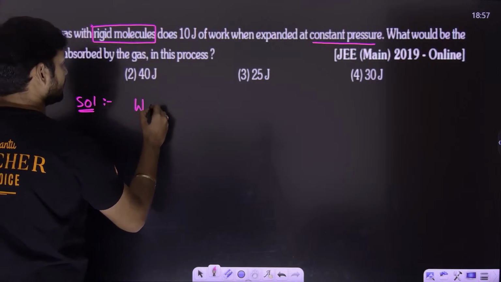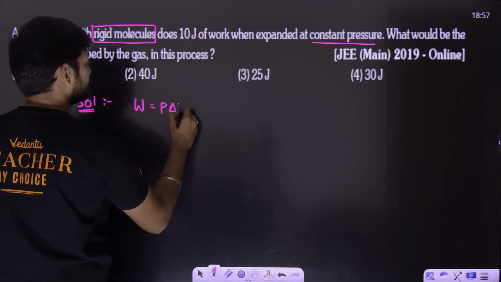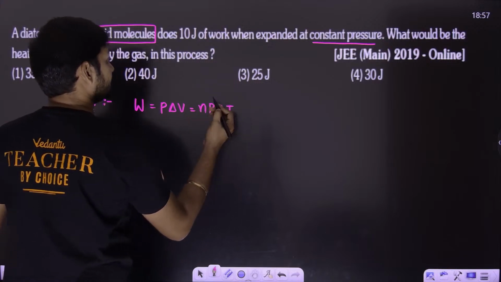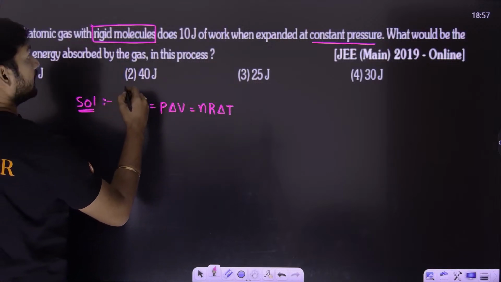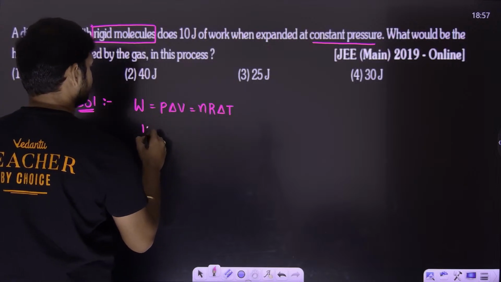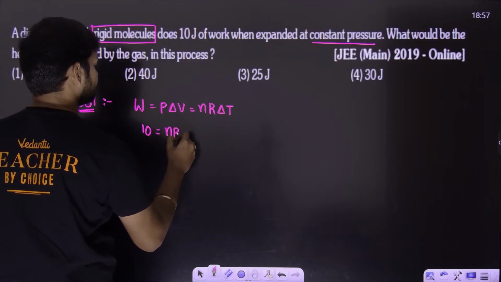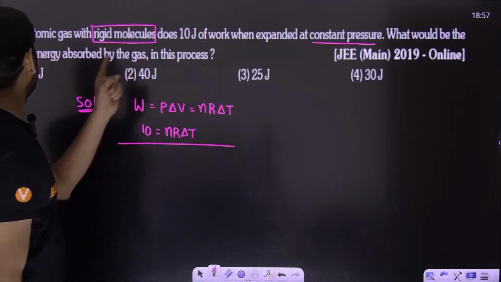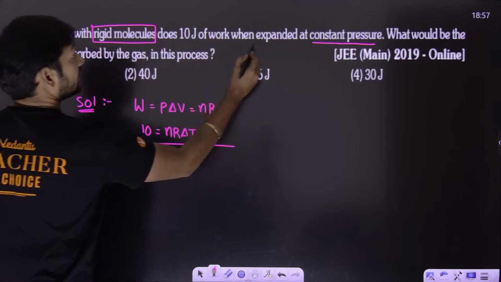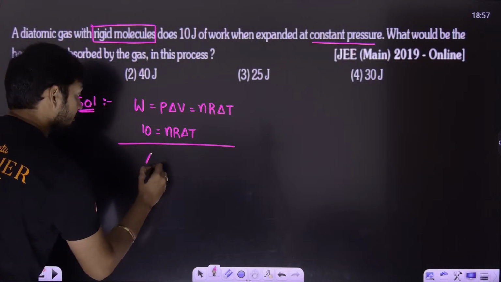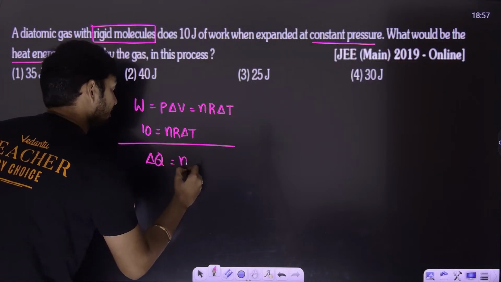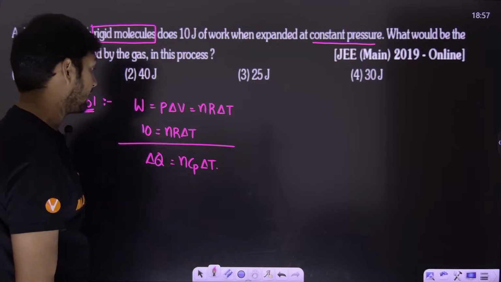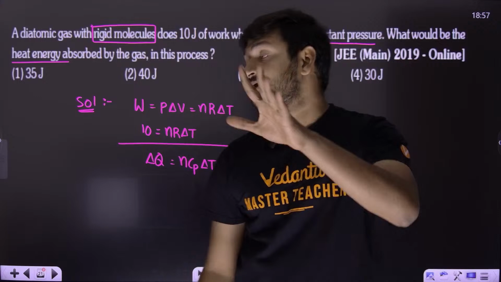So work in a constant pressure process is P times delta V, or nR delta T. And for your kind information, this value is given as 10. Work is given as 10. Now, they are talking about heat absorbed and the process is constant pressure. So delta Q is going to be nCP delta T.